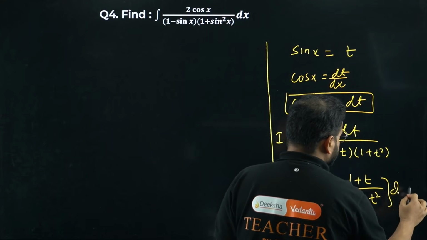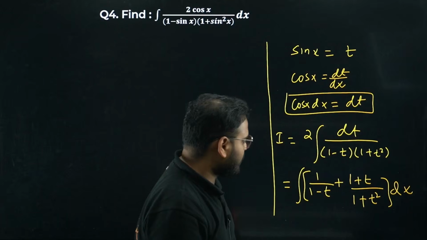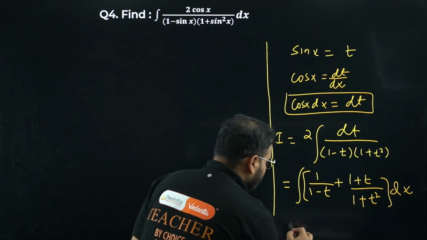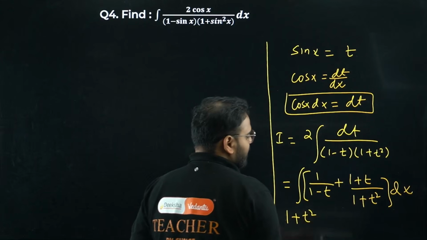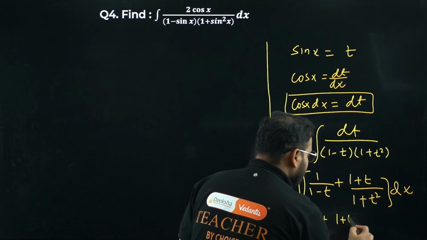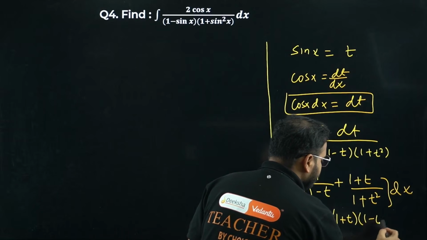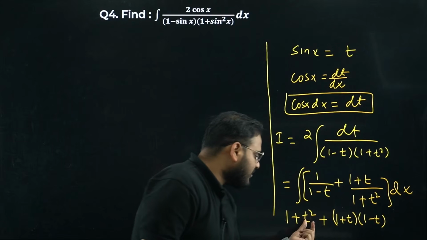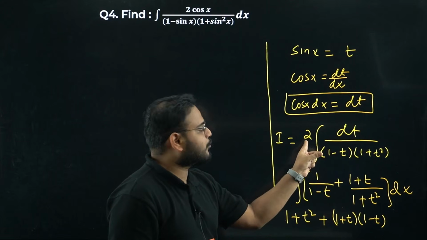That is it. Check this out. How? If you take the LCM, what will happen? 1 plus t square will go over here. I'll have 1 plus t square over here, and over here, what will I have? Plus, 1 plus t is already there. This is multiplied with 1 minus t. Correct. Now what am I going to get? 1 minus t square. So that will cancel with t square, and 1 plus 1 will become 2. That's what the 2 is over here.